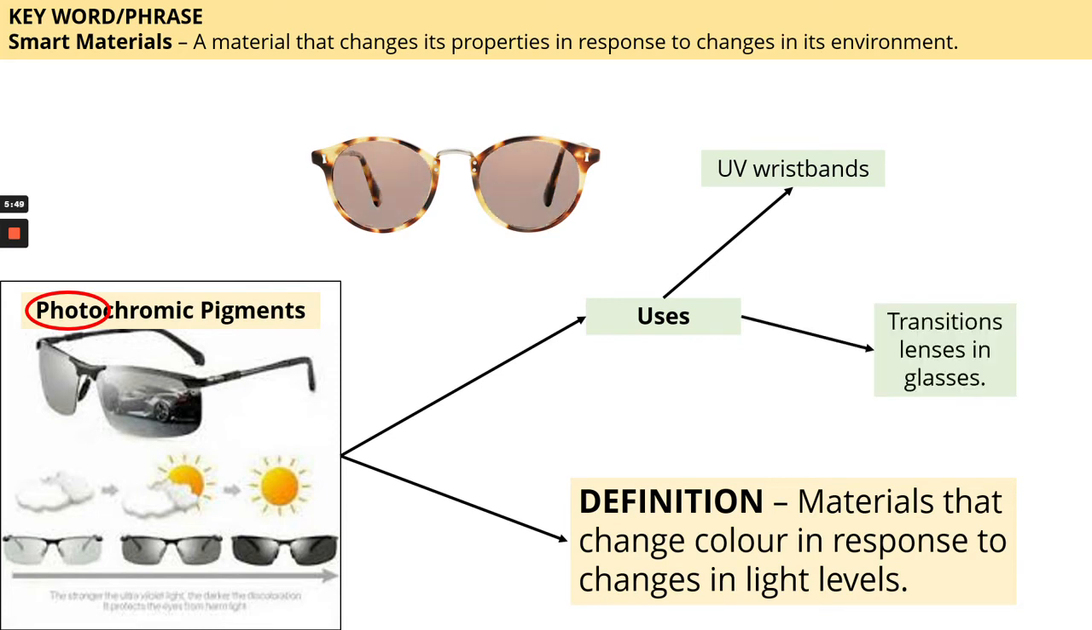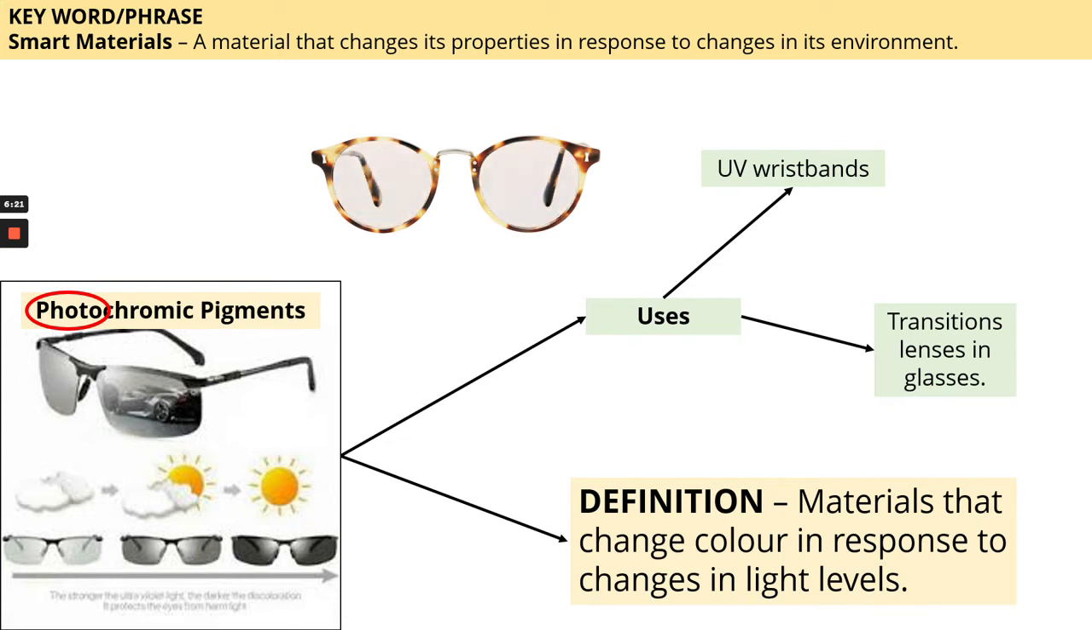But one of the most common uses for photochromic pigments are transitions lenses for reading glasses. So you probably get into that trap where you have to have one pair of glasses for reading, and then you have to have a separate prescription set of glasses for sunglasses. So transition lenses actually combine those two together.